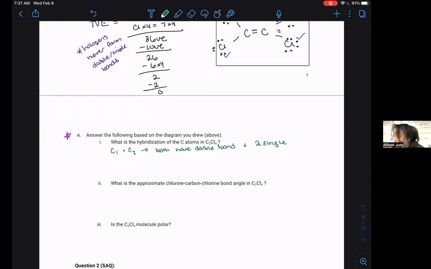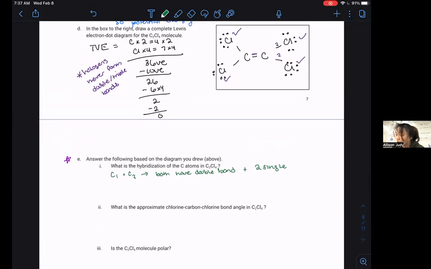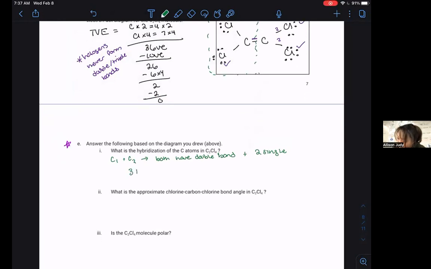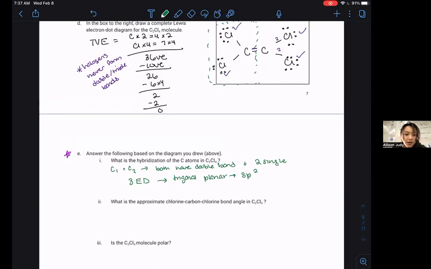All right. So hybridization wise, when we look at one central carbon at a time, we see each carbon has 3 electron domains, and no lone pairs on it, giving us a trigonal planar shape, which is an sp2 hybridization. All right. So that's that one. And then we move on to the next question.